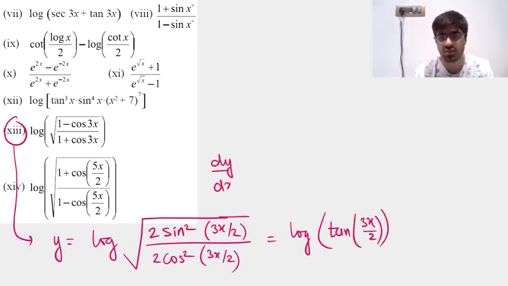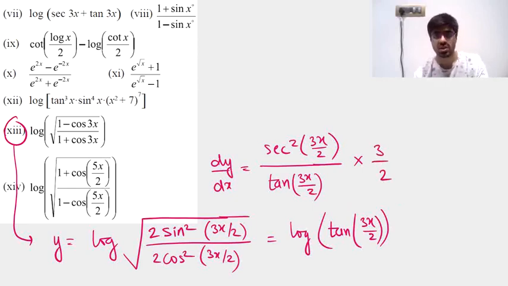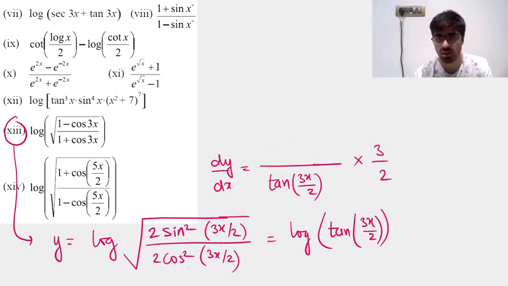So now dy by dx will be, derivative of log, 1 upon tan 3x by 2 into the derivative of tan, which is sec square 3x by 2, into the derivative of 3x by 2, and that will be 3 by 2. Okay. Sec square 3x by 2 is 1 upon cos square. This is sin x upon cos x, and the thing that we had done in the previous sum, this is going to give us 1 upon sin 3x by 2 cos 3x by 2 in the denominator.